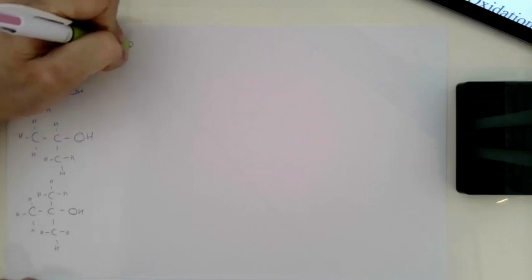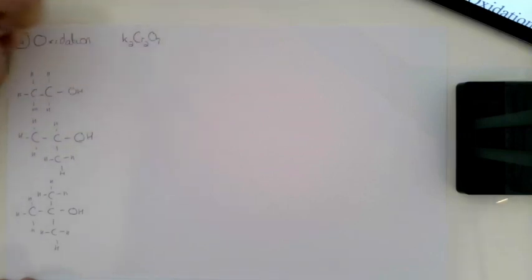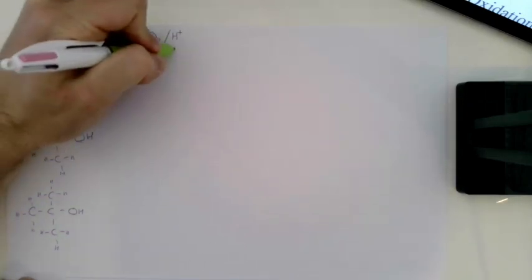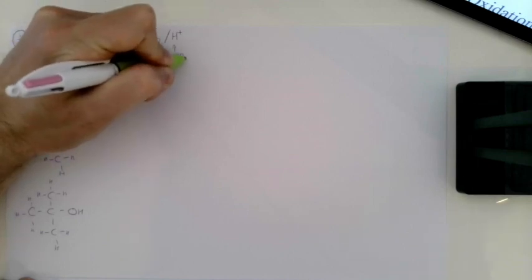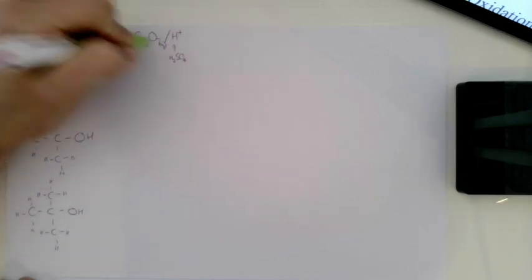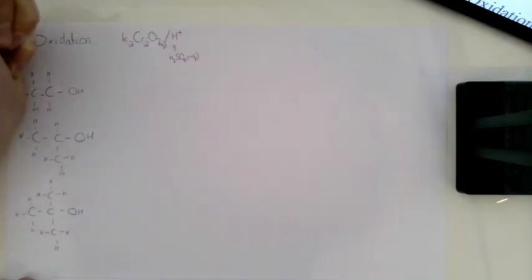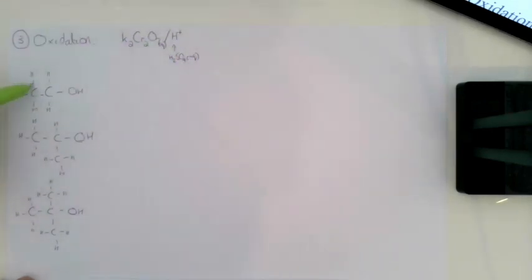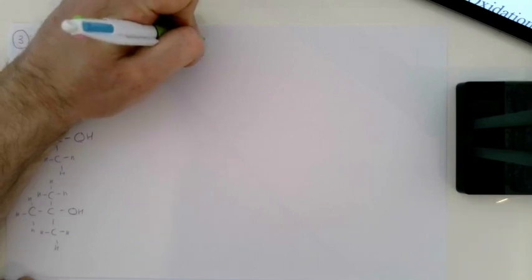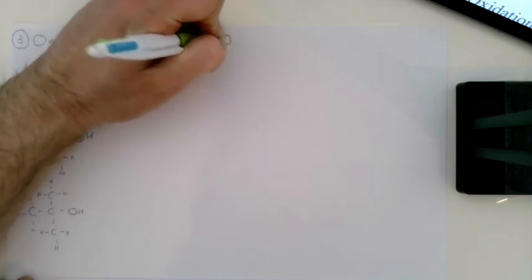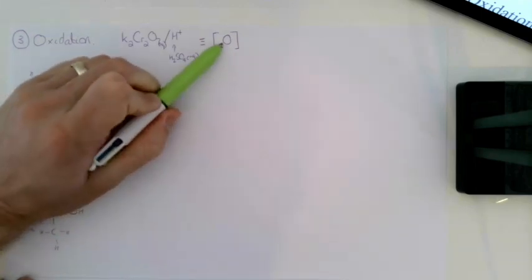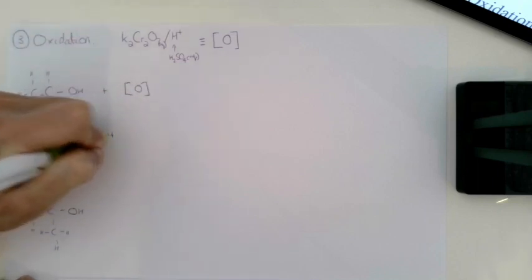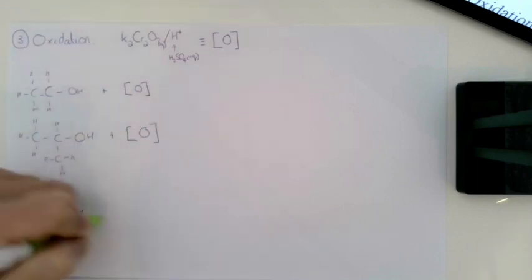You can use potassium dichromate, and it has to be acidified. To acidify it, you usually use sulfuric acid. So aqueous potassium dichromate and aqueous H2SO4. Then, instead of writing all of that out in the equation, you just summarize it as O, which stands for oxidizing agent, something that adds oxygen. So in each of these we're going to use O as our oxidizing agent.